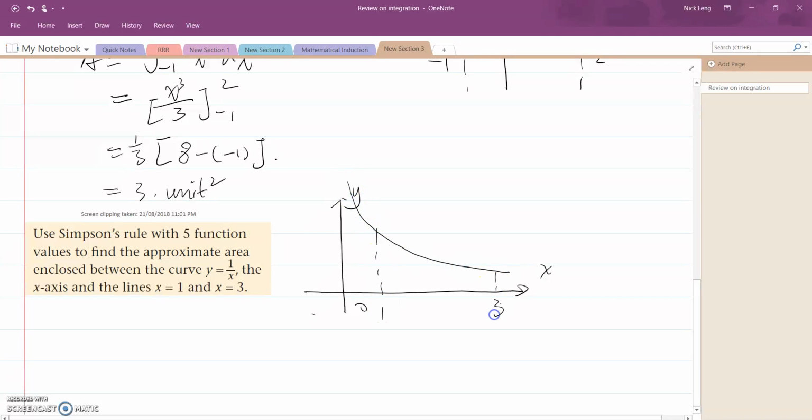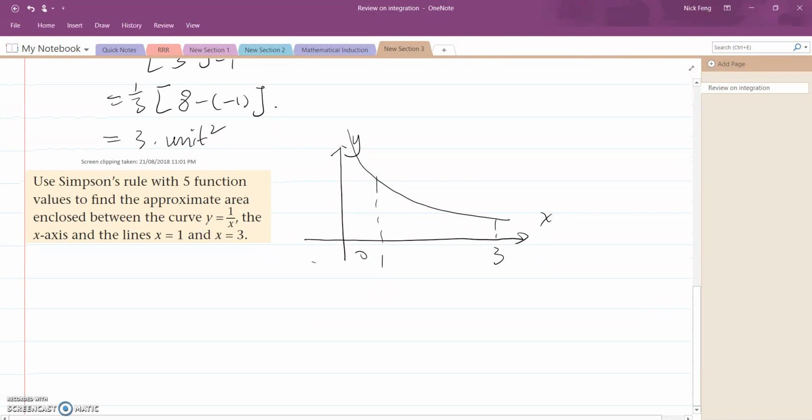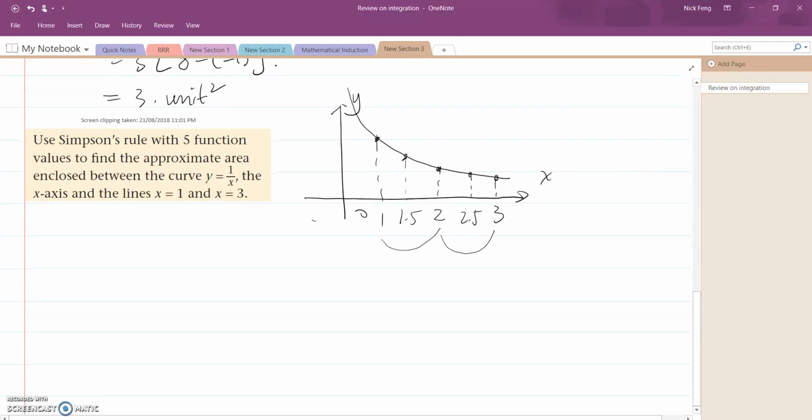One and 3. And we need 5 function values. That means you need 5 points on the curve, and they have to be equally spaced. And I don't think we will have trouble separating these 5 points. Therefore, this is 1.5, 2.5. In other words, 5 function values again for Simpson's rule, that means 2 applications. That also means 4 subintervals.